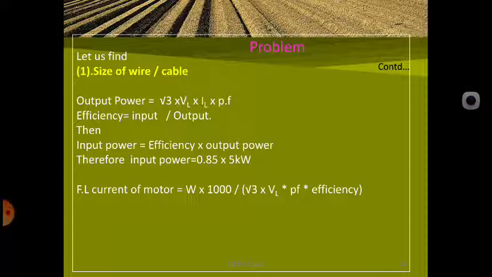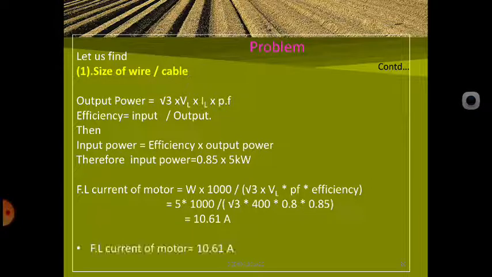By substituting the given values, 5 kilowatts, 5 into 1000 by √3 into voltage, where the line voltage is 400, sometimes we take 440, here we assumed 400, into power factor we assumed 0.8, and efficiency we assumed 0.85. Based on these values, we get 10.61 amperes as the full load current. Now based on the full load current, we are going to calculate the starting current. Starting current is 2 times, so we get 21.22 amperes.